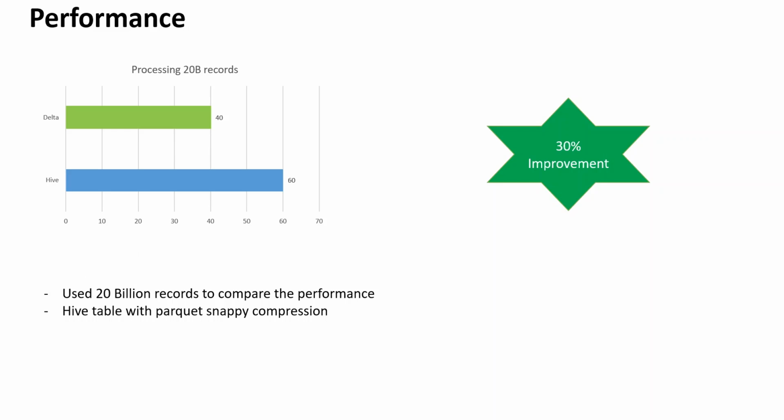Now we look into the performance, which is very important, right? To understand the performance, I took the same table that we were using, a Hive table with 20 billion records. I created a Delta table with the same metadata and loaded all the 20 billion records. Then I fired the same query on both the Hive table and the Delta table, and I got a 30% improvement over the Hive table.